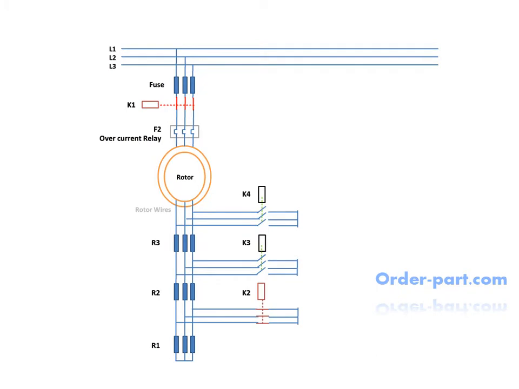After 5 seconds K2 contactor closes, which means R1 resistance is being removed by this action. Now after 10 seconds K3 contactor closes. This step removes R1 and R2 resistance from the motor. At 15 seconds K4 contactor gets closed, which means all resistances are removed. This results in less starting torque but high linear speed.